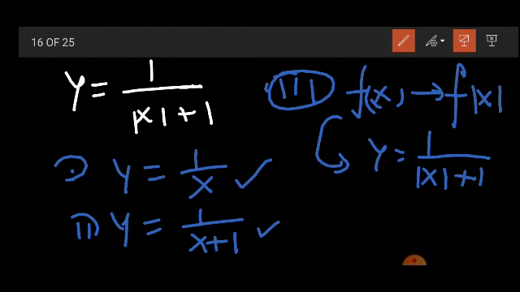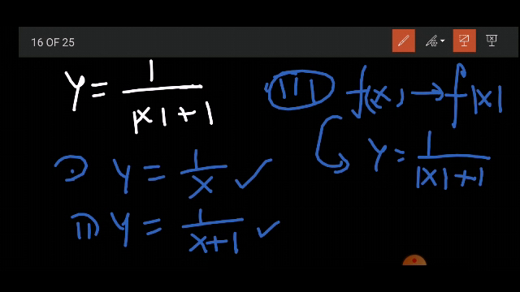Imagine this. Finally, what we conclude is that as x plus 1 is there, the graph will shift backward, meaning leftwards along the x-axis. And suppose instead of x plus 1, it is x minus 1, then the graph shifts rightwards. So here in this case, 1 upon x plus 1 is there, so the graph will shift leftwards. And later on we will take the mirror image with respect to the y-axis, as f of mod x. So let's start.